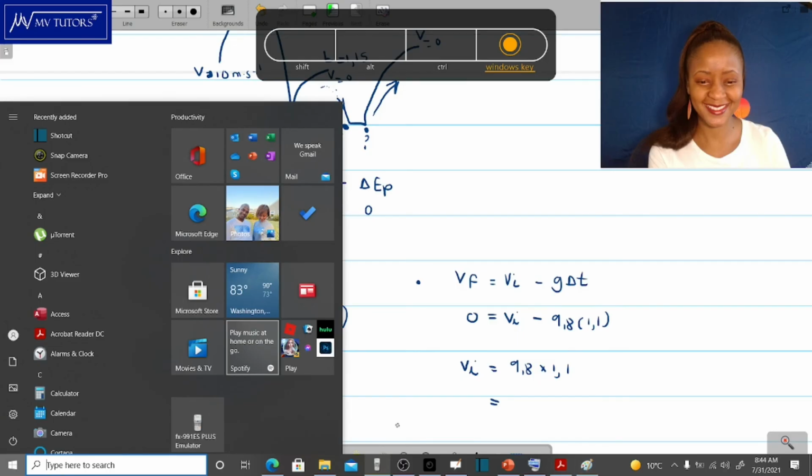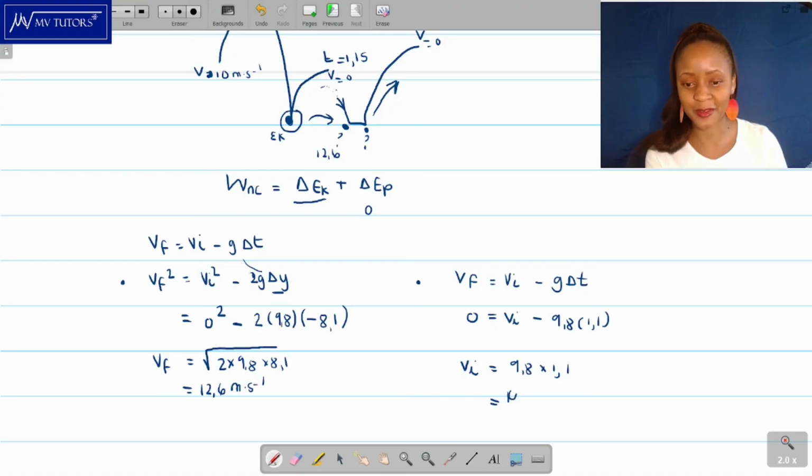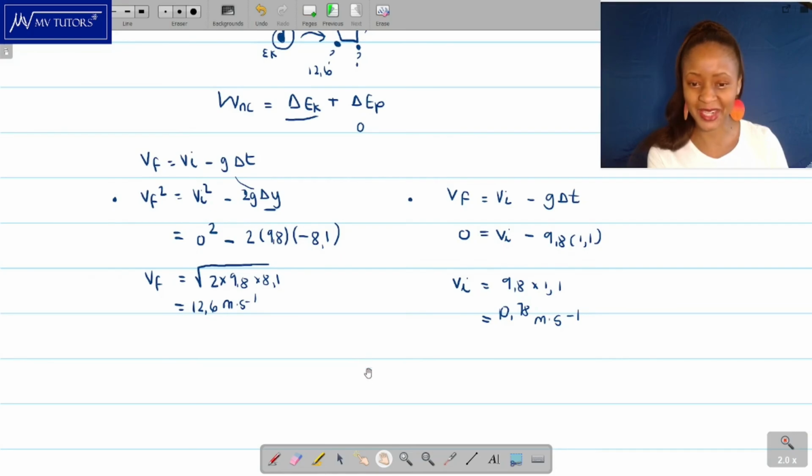Okay, so we have 9,8 times 1,1. And that value is 10,78. Okay, awesome. No need to round off. 10,78 meters per second. It's like I have grid lines there, but I'm not even using them. They're supposed to guide the way I write.